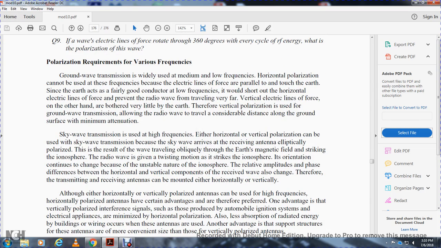Polarization requirements for the various frequencies. Ground wave transmission is widely used with medium and low frequencies. Horizontal polarization cannot be used with these frequencies because the electric lines of force are parallel to and touch the Earth. Since the Earth acts as a fairly good conductor for low frequencies, it would short out the horizontal electric lines of force and prevent the radio wave from traveling very far. Vertical electric lines of force, on the other hand, are bothered very little by the Earth. Therefore, vertical polarization is used with ground wave transmission, allowing the radio wave to travel a considerable distance along the ground with minimum attenuation.